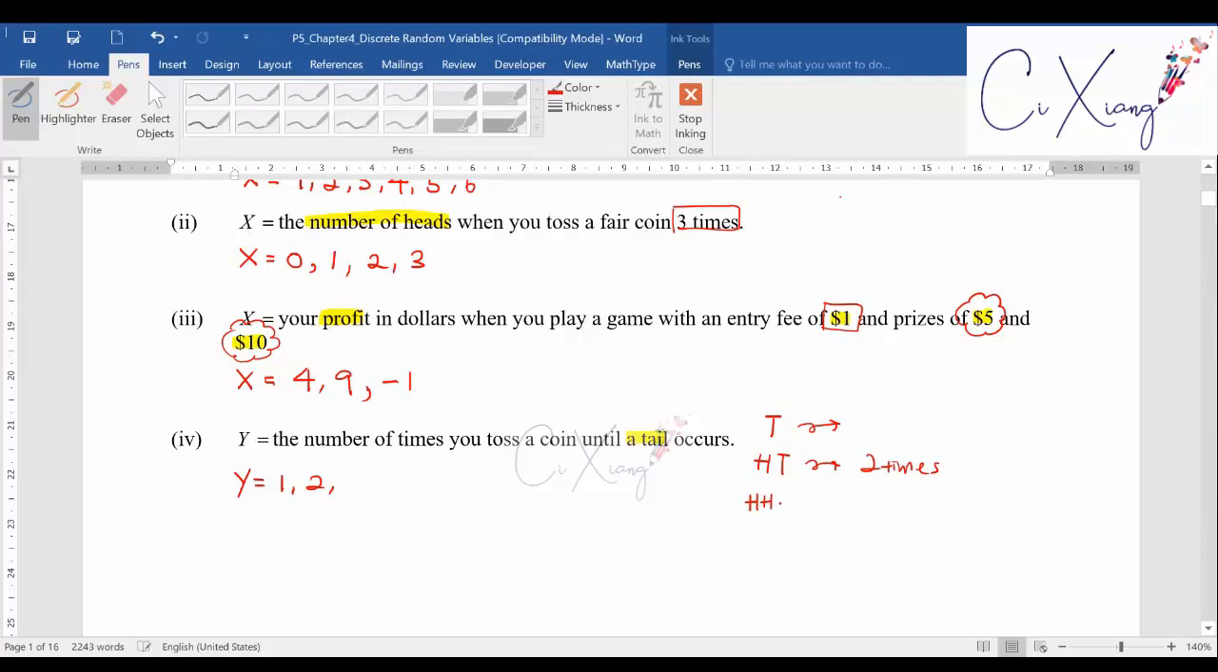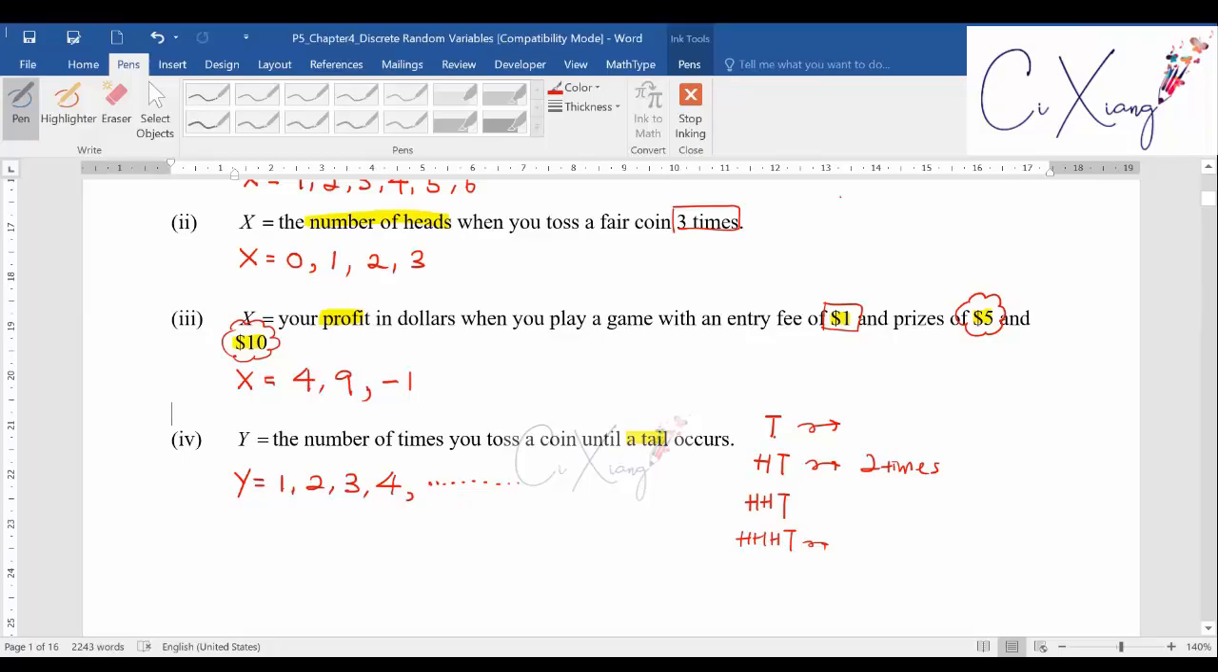If you throw it 3 times, that means the first 2 you get a head, and only the last one you get a tail. So this one is y equals 3. Then if you continue, you can have head, head, head, tail. That means you are throwing it 4 times to get a tail, so y equals 4. Is there any limit for the value of y? If you're really, really unlucky, you can throw many, many times but still not get a tail, right? That means the value of y can be any positive integer, up to infinity. So this is also one type of discrete random variable.